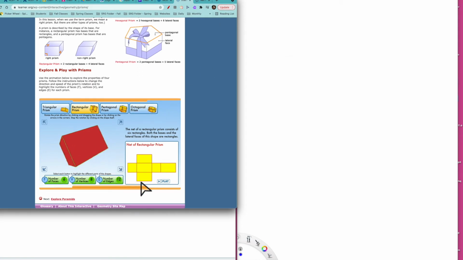And we want to pay attention to the idea that it has a net, meaning we can cut it open and we can flatten it out. What would it look like? So we definitely want to kind of picture this box and all of its pieces. How do we calculate what it is they're asking us to calculate?